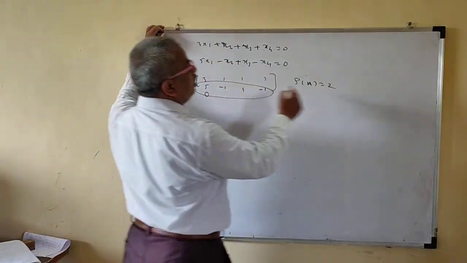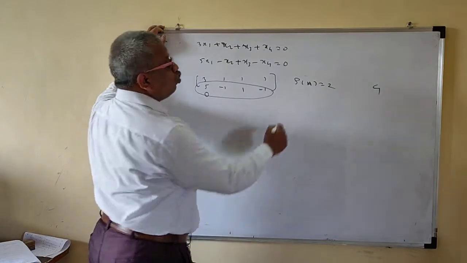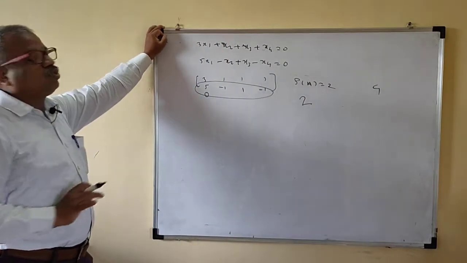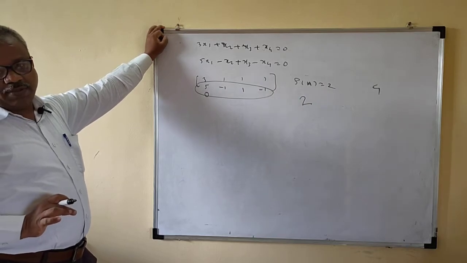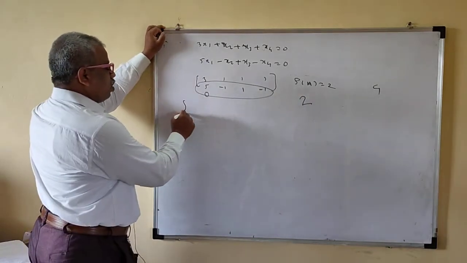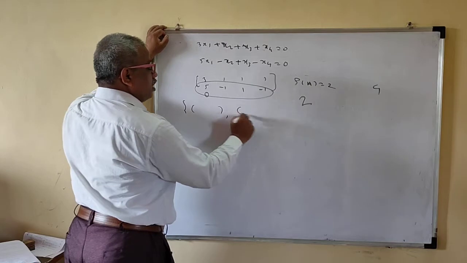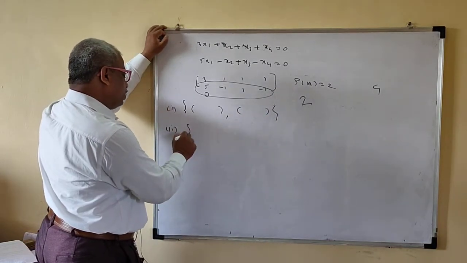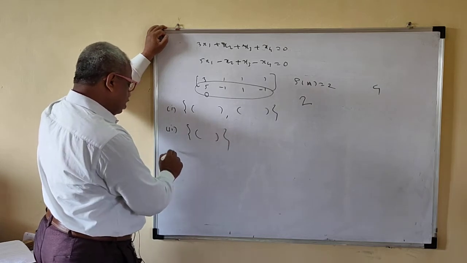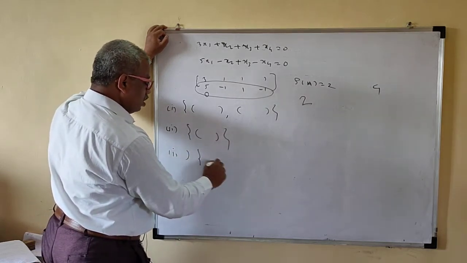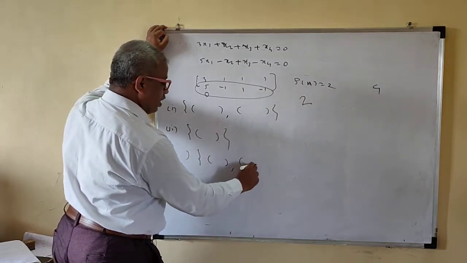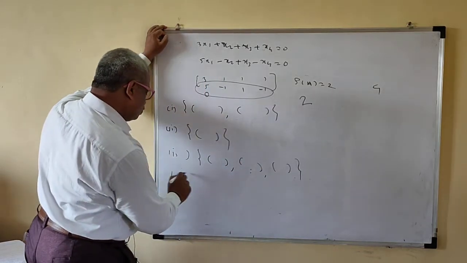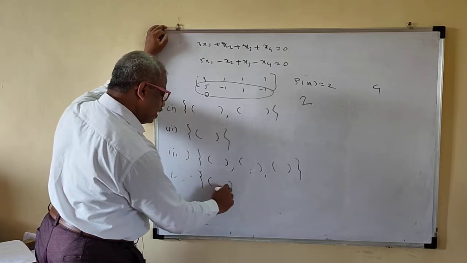How many unknowns are here? There are 4 unknowns. So 2 are the free variables, and that is the dimension of the solution space. You are given the bases as options. So this is the first option. The second option, suppose this is a singleton set only. The third option, suppose there are 3 vectors. The fourth option is also there, again with three vectors.